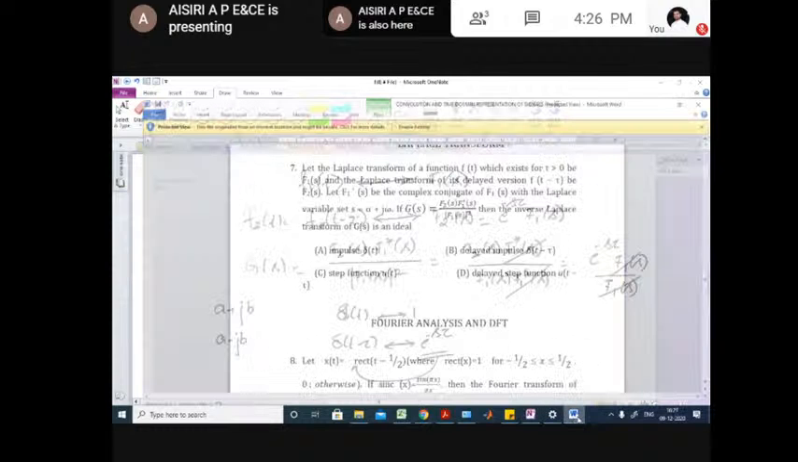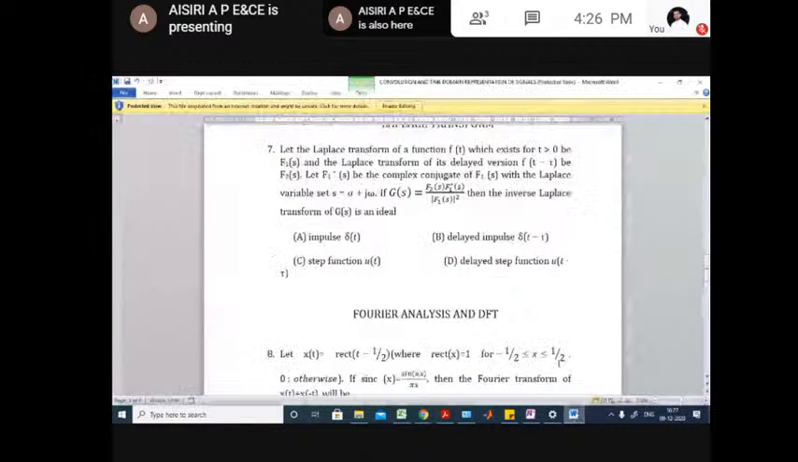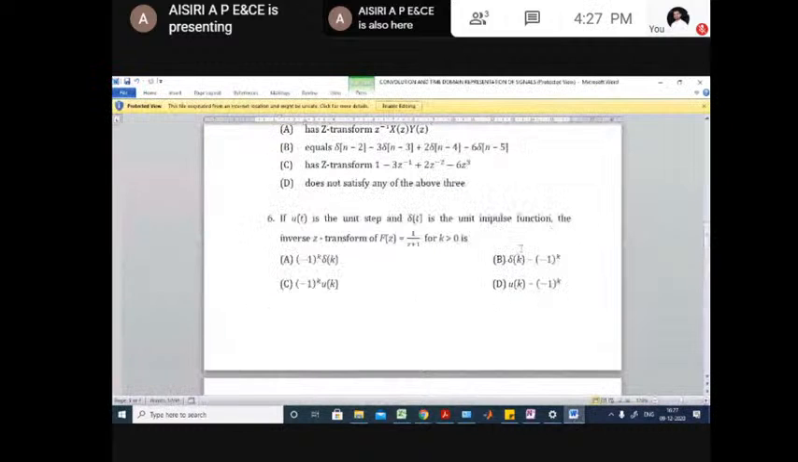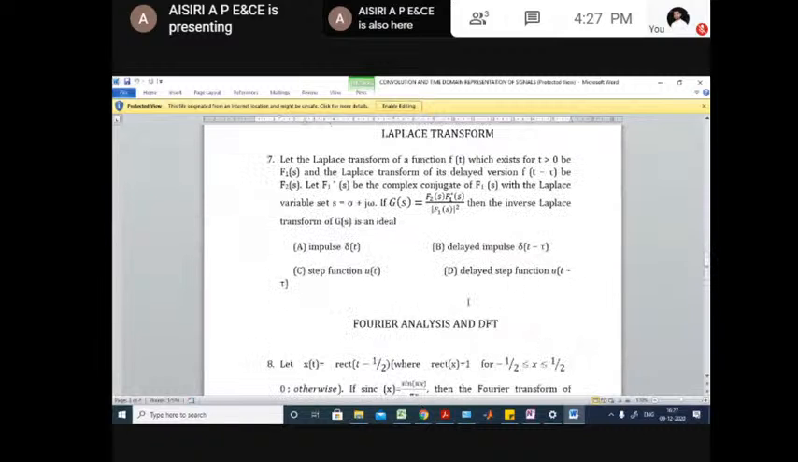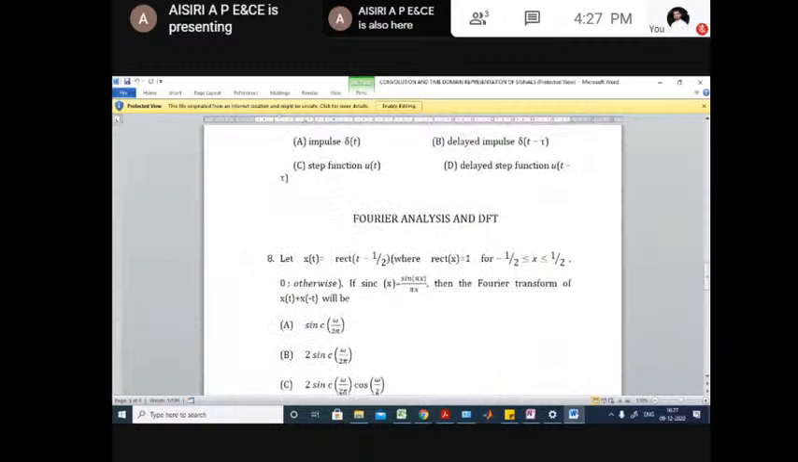So option B is the answer for the second one. I think for the first one I already told you it was option B. Again here also it is option B, and here also it is option B. That is about the Laplace transform.